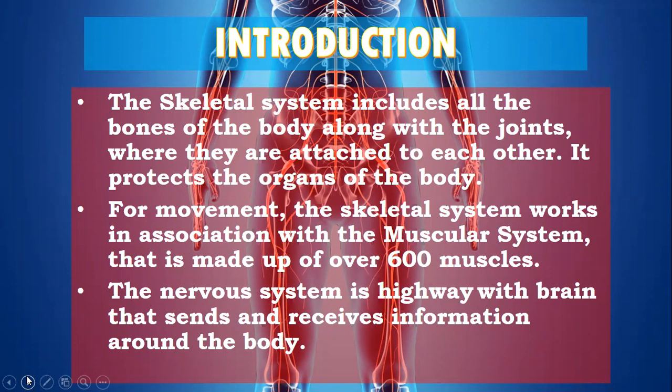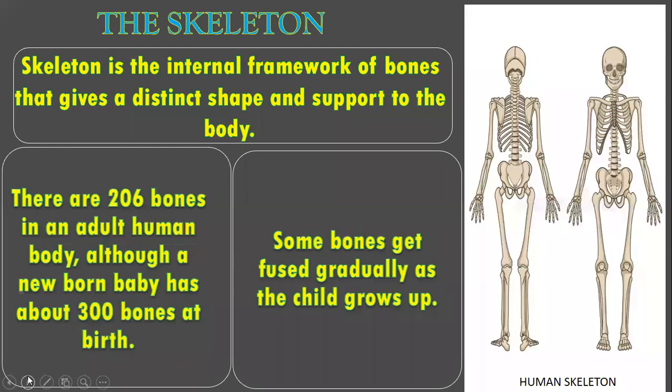For movement, the skeletal system works in association with the muscular system, which is made up of over 600 muscles. Now, the nervous system is a highway, with the brain sending and receiving information around the body.